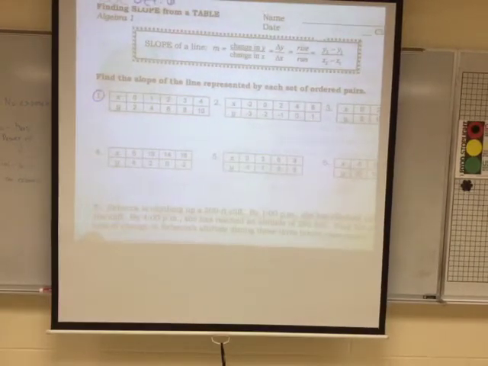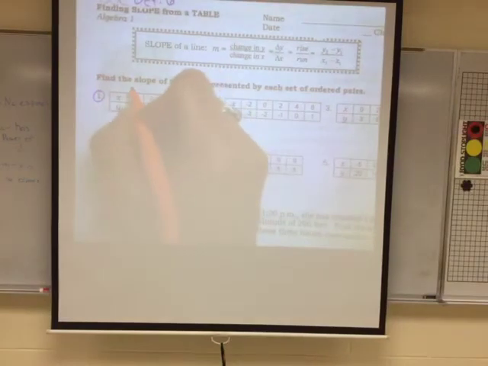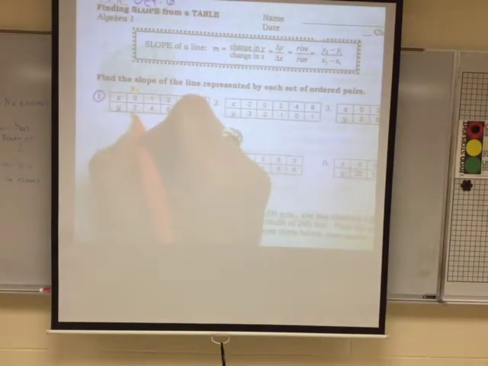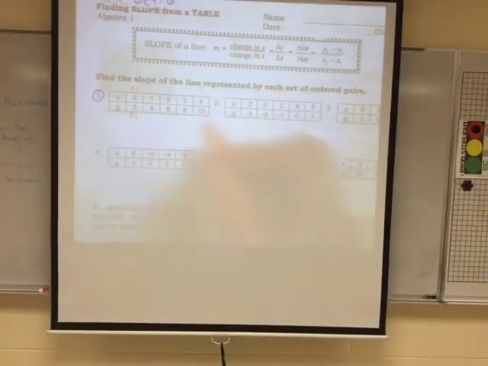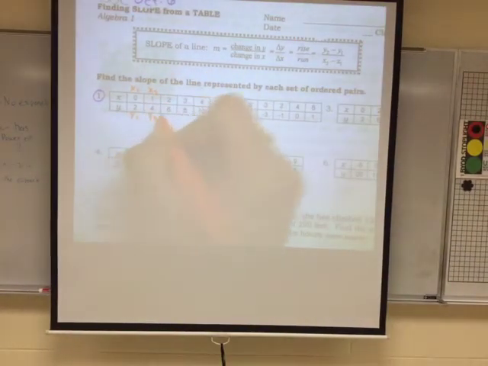For number 1, we have a table of values, and what we need to do is choose 2 points to plug into that formula. So I'm going to choose the first 2 points. It doesn't matter, you can choose any 2 points as long as you're consistent with your numbering. So for example, if I choose this first point here, I'm going to label this x1, y1, and I'm going to use the second point, x2, y2.